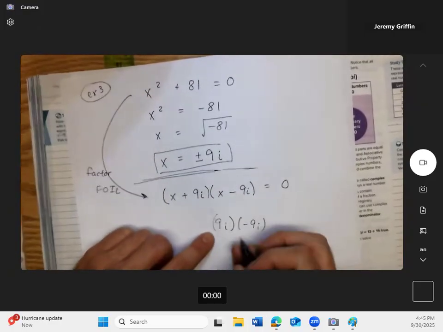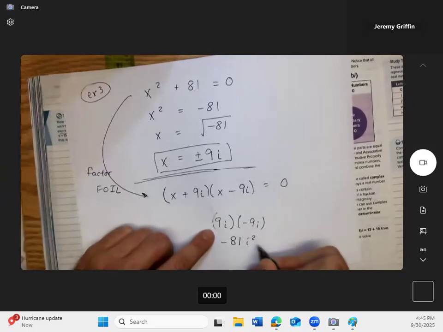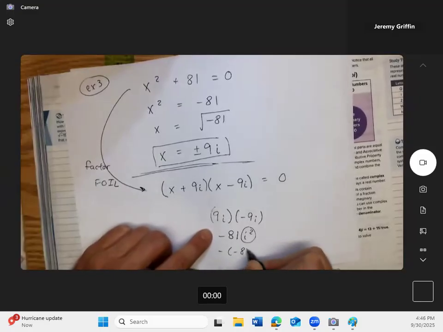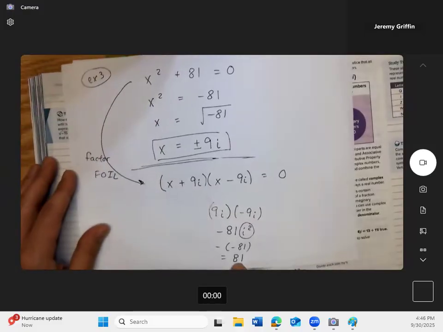So 9 times -9 is -81. And then i times i is i squared. But i squared is -1. So it's -81 times -1, which is, in fact, 81, which matches the original. So yeah, we're definitely good.